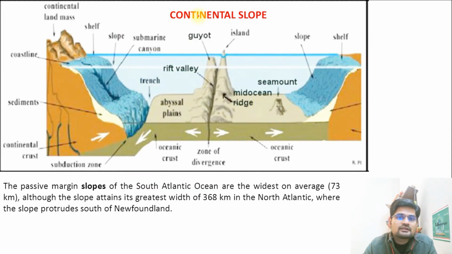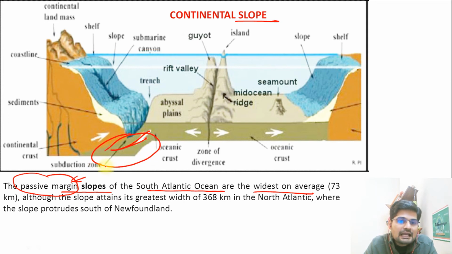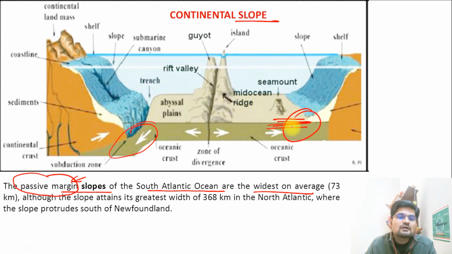Now looking at this particular next feature, that is slope feature, so continental slope. So passive margin slopes of the South Atlantic Ocean are widest. Now remember, there is something called active margin and passive margin. What is a passive margin and what is an active margin? Remember, where the subduction is happening, that margin is called the active margin, because the activity is going on here, the material is going down, magma is being converted, right? So all these things are happening, activities are happening here. While the other margin, where there is no subduction happening, right, that margin is called passive margin.